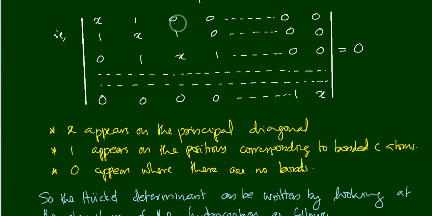So you can consider this 0 here. This is position 1, 3, and there is no bond between 1 and 3. Therefore, this is equal to 0. If you are considering here, this is 1, n, and there is no bond between 1 and n, so that is equal to 0. Like that, if you are considering here, this is 3, 1, there is no bond between 3 and 1, so this is 0. So 0 appears where there are no bonds between the carbon atoms of the conjugated system.